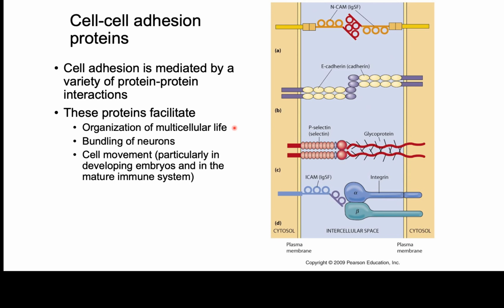Bundling of neurons to each other, these NCAM proteins are what allow different neurons to bundle together. And it also helps mediate cell movement. So not only things like leukocytes moving around, but also in development, as you have different pieces of the body kind of developing, different cells moving around, these different proteins play really important roles with that as well.